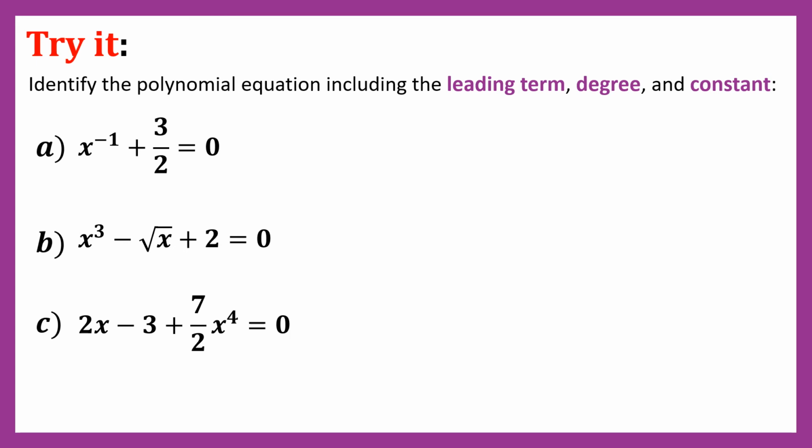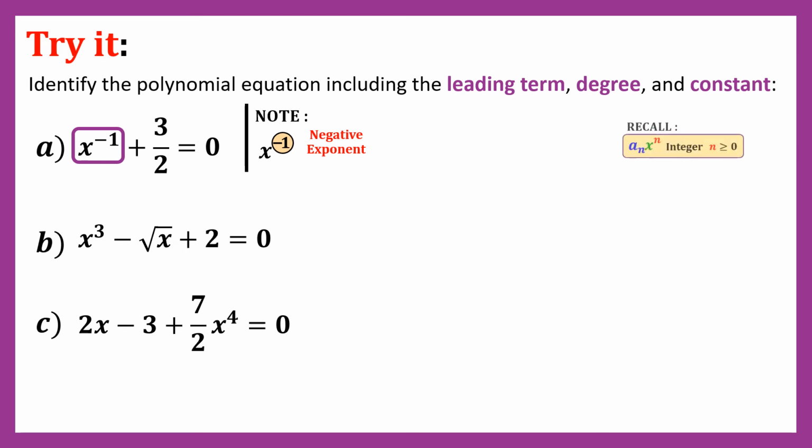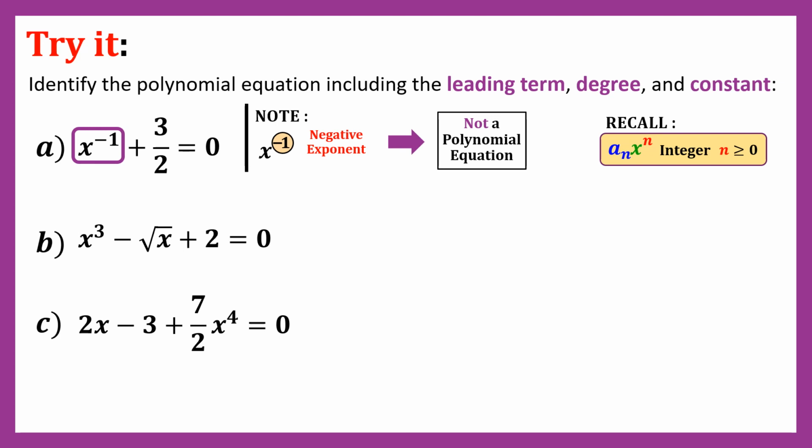Now that you have worked on these examples, let's go through them together. The first equation is x to the power of -1 plus 3 over 2 equals 0. Reading the first term, we have x to the power of -1. Note, this term has a negative exponent, but recall, a polynomial term only uses integers greater than or equal to 0. Thus, this example is not a polynomial equation.